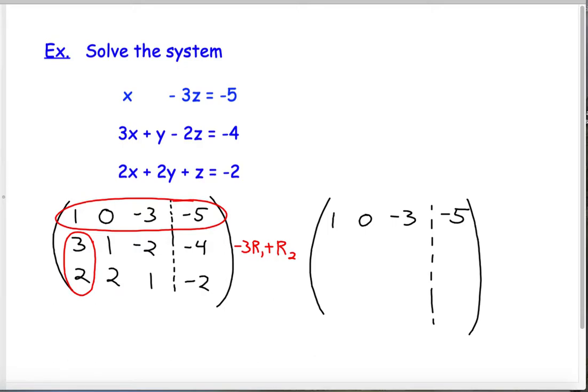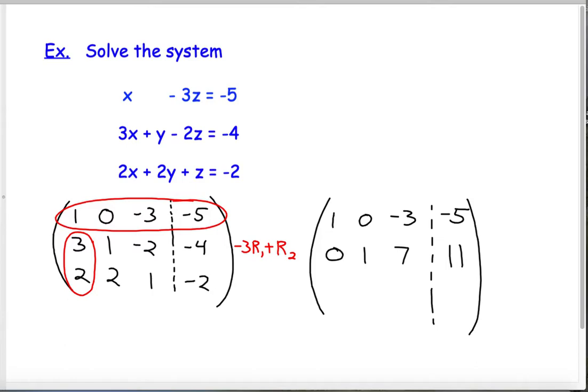So now if I multiply a copy of the first row by -3 and add that to the second row, I'm going to get -3 plus 3 is 0. This is why I'm doing it. I want that to be a 0. Then -3 times 0 plus 1 will give me a 1. -3 times -3, which is 9, plus a -2 gives me a 7. And then -5 times -3 is 15, minus 4 is 11. So I've modified row 2 using the operation of multiplying a copy of row 1 times negative 3 and adding it to row 2.